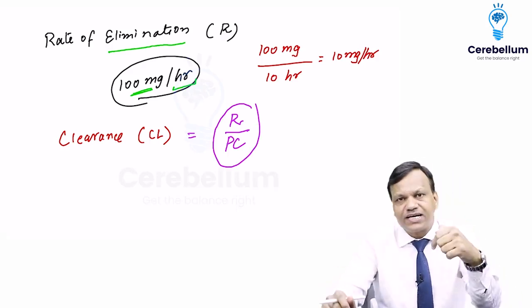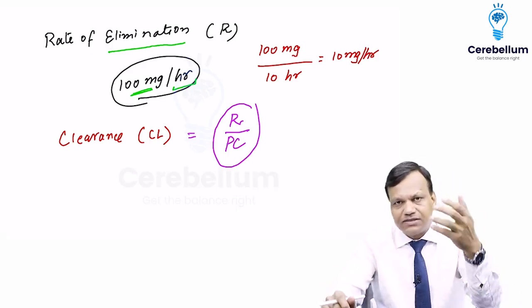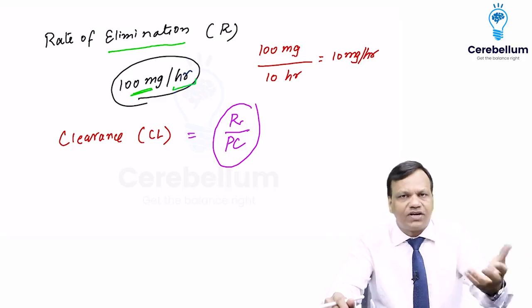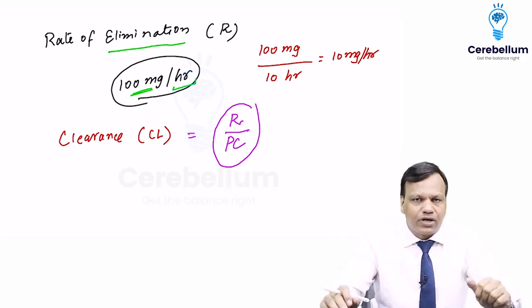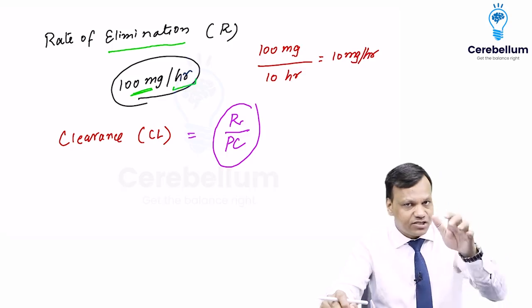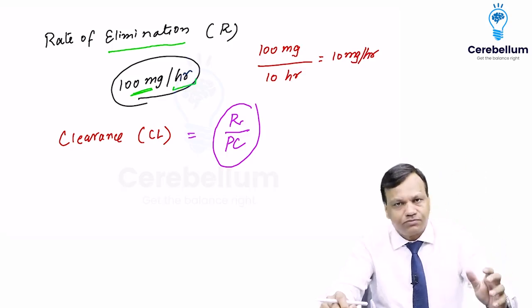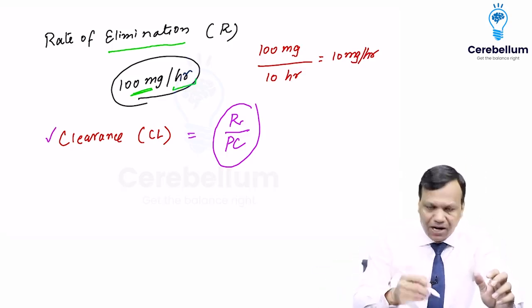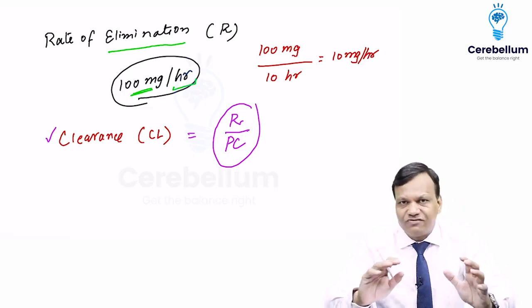If clearance of a drug is high, then the drug will become half quickly, or we can say the drug will be eliminated quickly, so it will be short acting. If clearance is low, the drug's action will be prolonged. So clearance is the complete parameter. We commonly use clearance in further discussions.